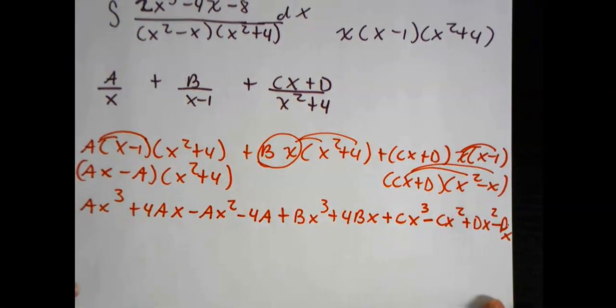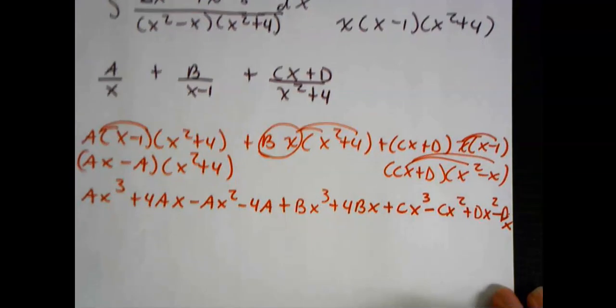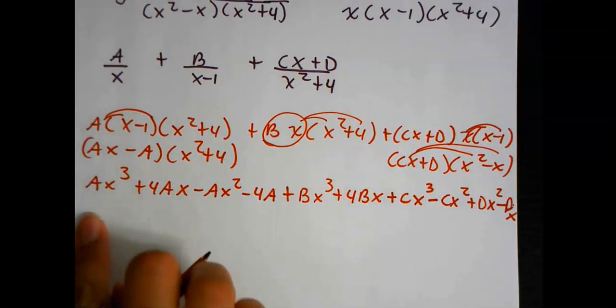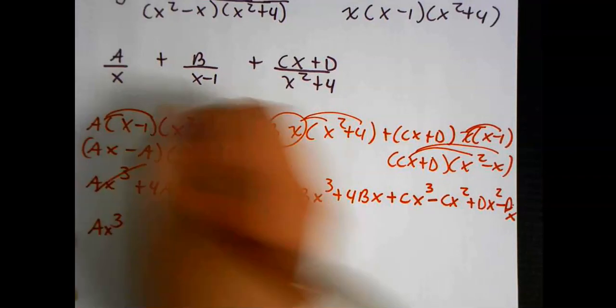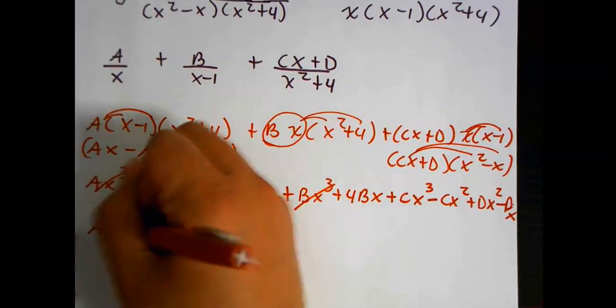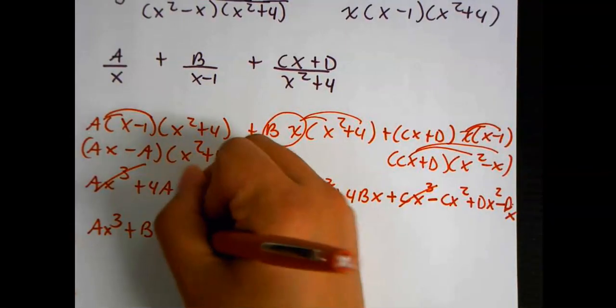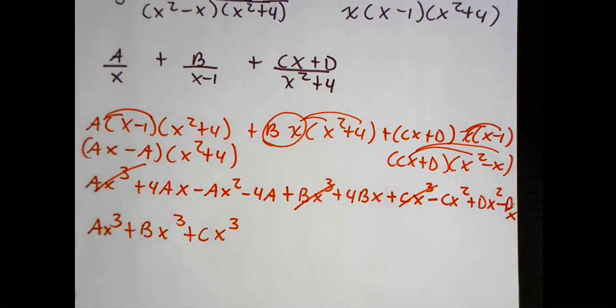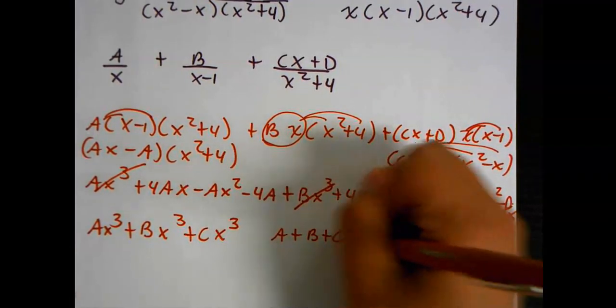Now, what are we going to do? We're going to put the x cubes, x squares, x and numbers, okay? That's the first thing we're going to do. So I'm going to focus on the cubes. AX cubed plus BX cubed plus CX cubed. And there's no more cubes. So from here I get that A plus B plus C.